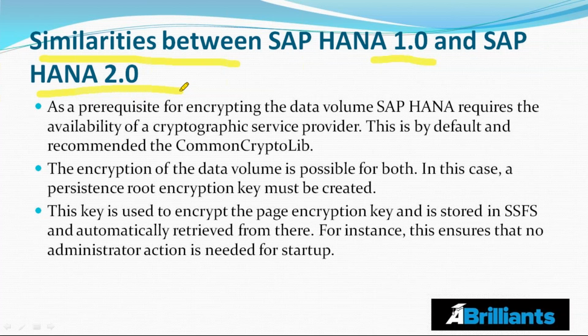As a prerequisite for encrypting the data volume, SAP HANA requires the availability of a cryptographic service provider, which is very important. A cryptographic service provider is what will help us, standing like a default recommender for common crypto leaves. Because if we have this crypto leaf, it's going to serve like a key for us. As soon as we have this key, the door is going to be very easy to open.